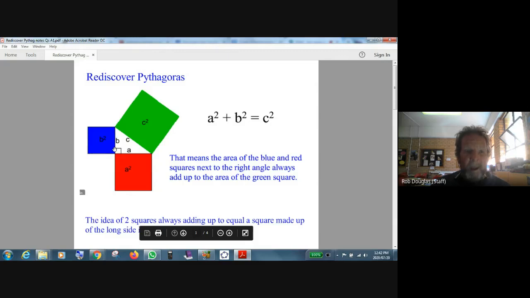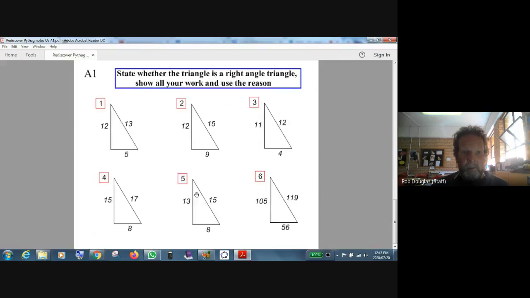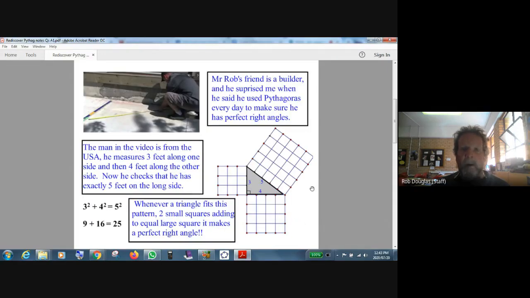If you make a square out of one of the short sides next to the right angle, and then you make another square, this red square, made out of the other side next to the right angle, it turns out that the area of the blue square and the area of the red square always equals the square you make on the hypotenuse. So a squared plus b squared equals c squared. That's Pythagoras.